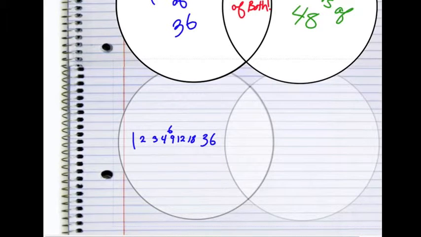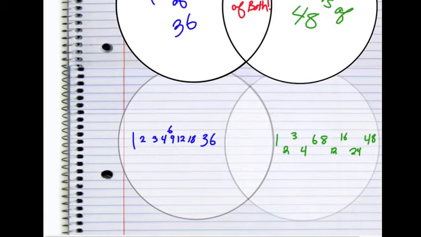And then we're going to do the factors of 48. 1 times 48, 2 times 24, 3 times 16, 4 times 12, and 6 times 8. So we have all the factors of 36 and 48.